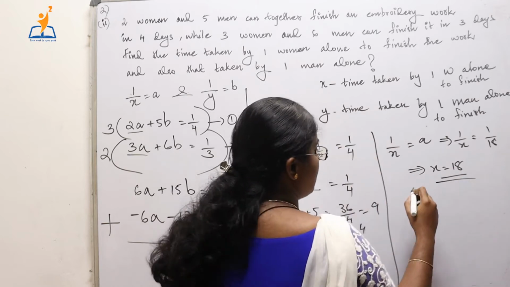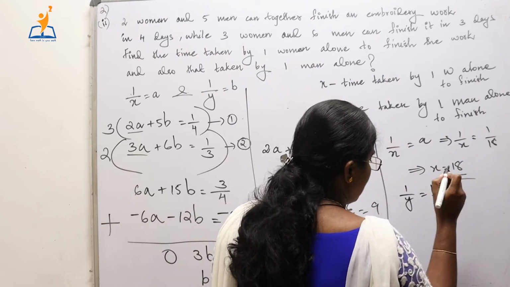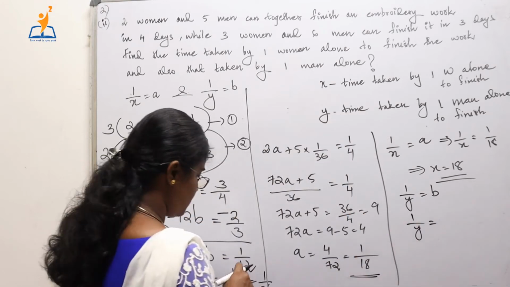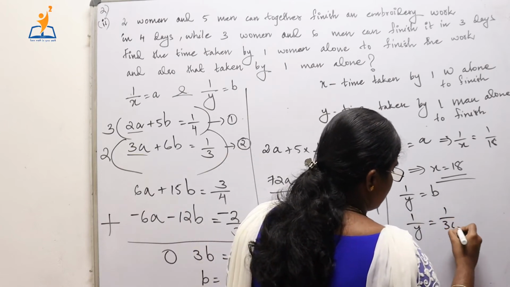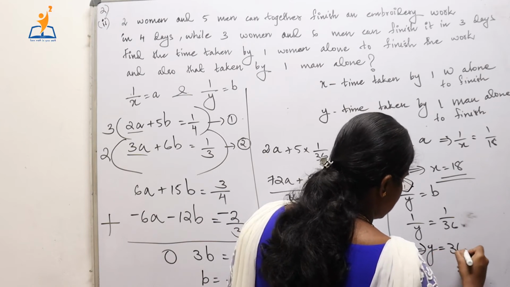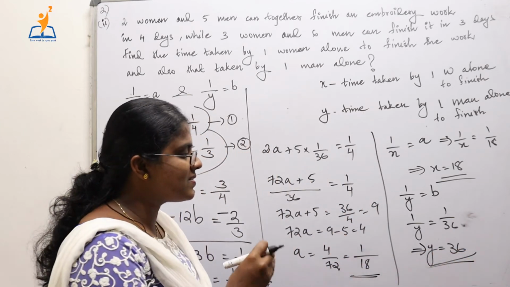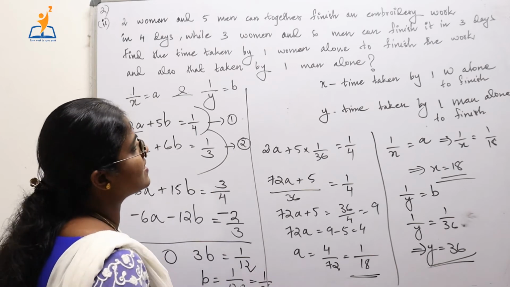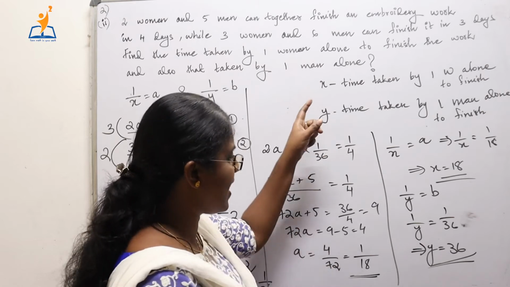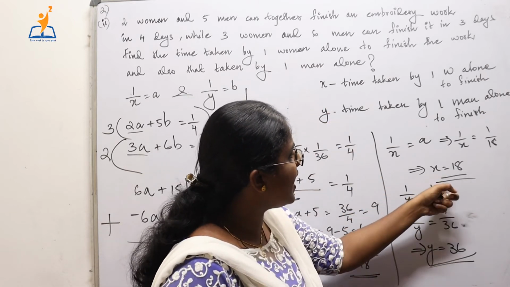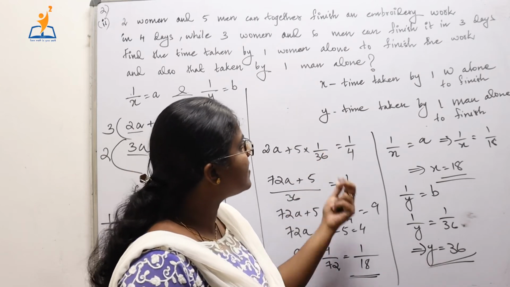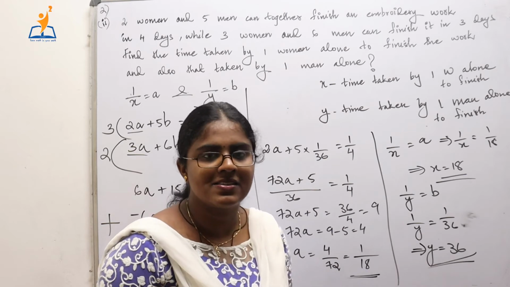Now we know that 1 by y is equal to b, and b is 1 by 36, which implies y is equal to 36. So we got x is equal to 18 and y is equal to 36. So time taken by one woman alone to finish the work is x, that is, 18 days, and time taken by one man alone to finish the work is y, and it is 36 days.